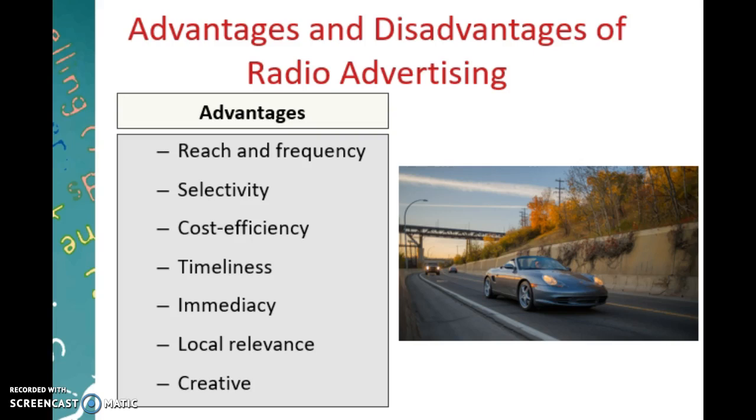In terms of cost efficiency, radio offers its reach, frequency, and selectivity at one of the lowest costs per thousand, and radio production is inexpensive. National spots can be produced for about 1/10 the cost of a TV commercial, and local stations often produce local spots for free. In terms of other advantages, radio also offers timeliness, immediacy, local relevance, and creative flexibility.